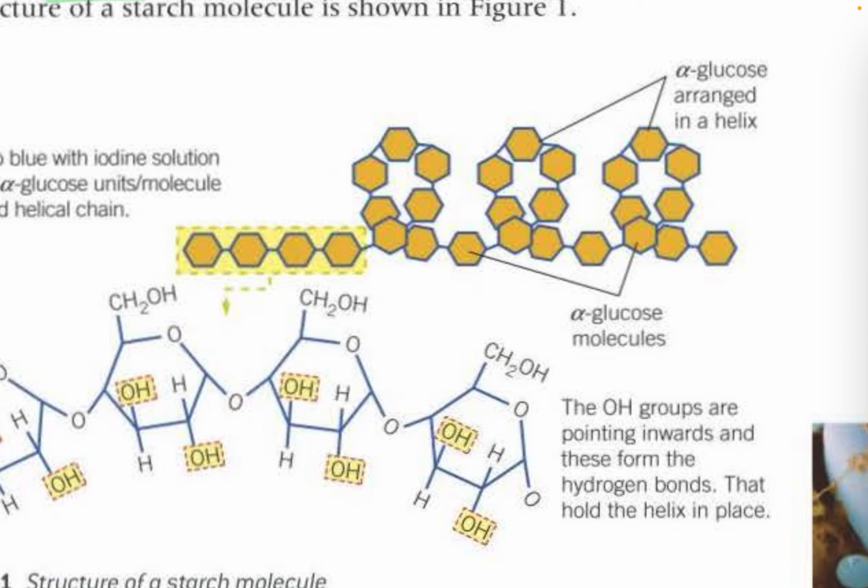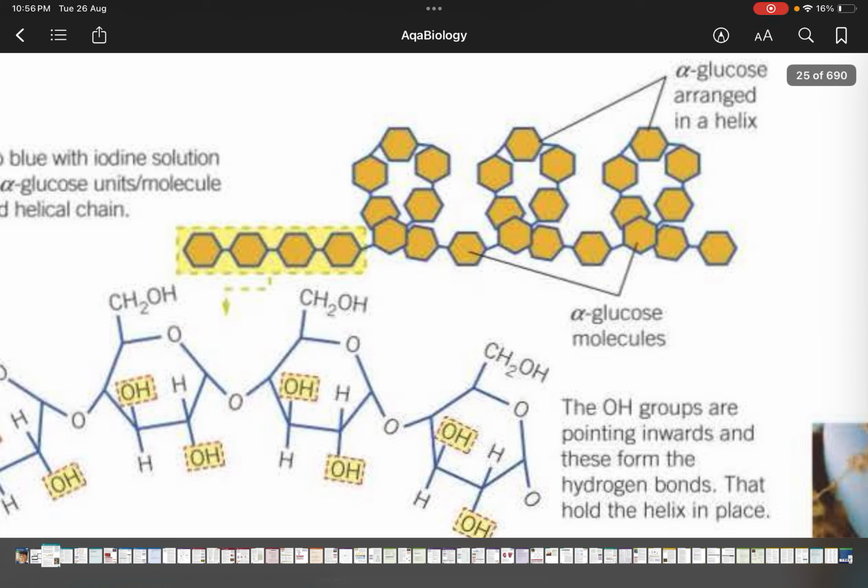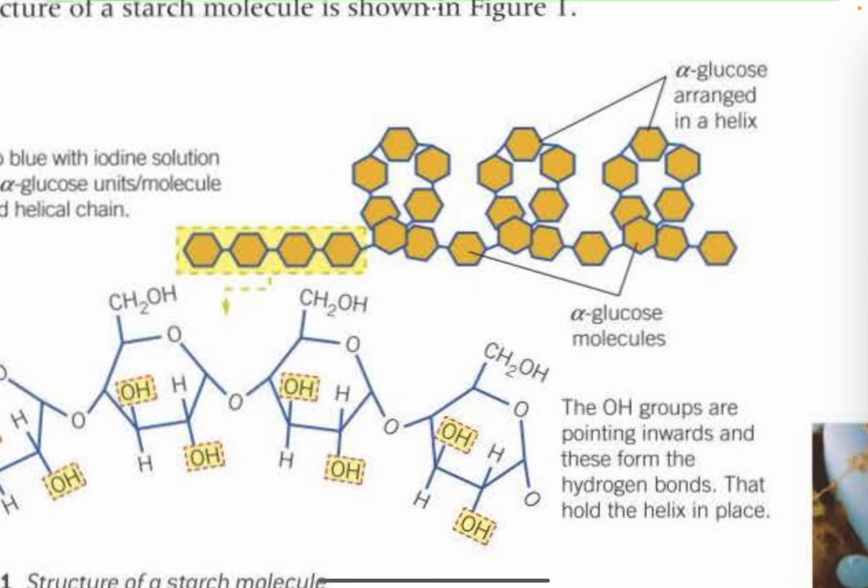Now, essentially, the hydrogen bonds are weak bonds, and collectively, we learned about this at the very beginning in lesson 1, but they collectively form really strong bonds that are very crucial for whatever molecule you have. So once again, OH groups do point inwards, and they form hydrogen bonds, which are weak bonds that collectively form strong bonds that have a significant impact on the strength of the molecule.